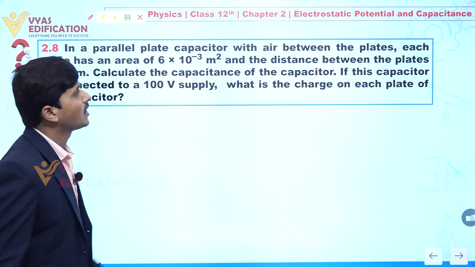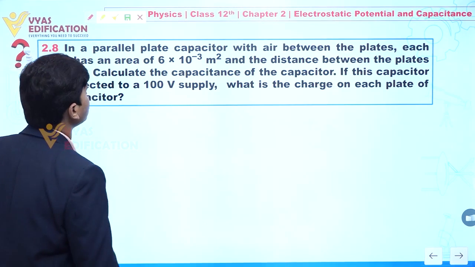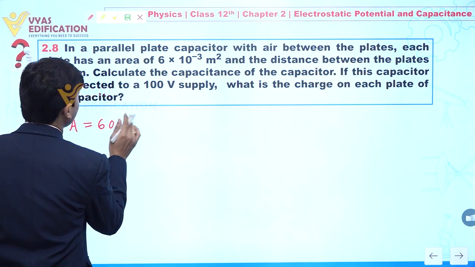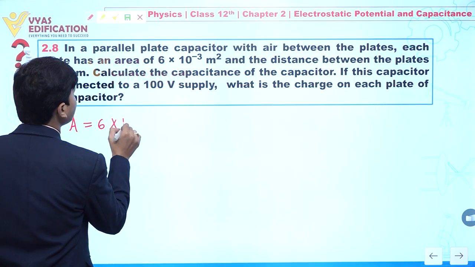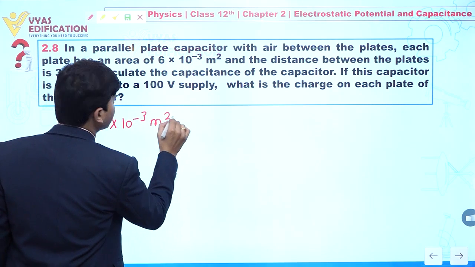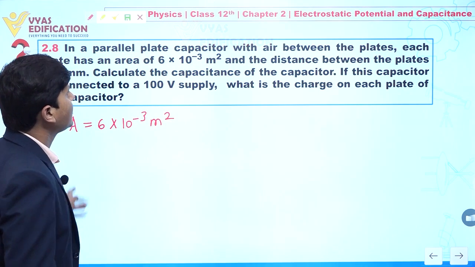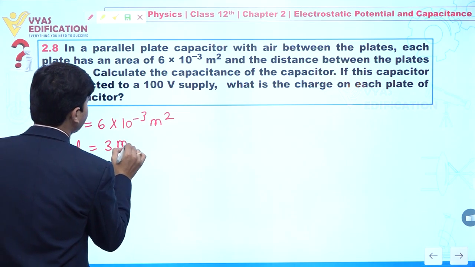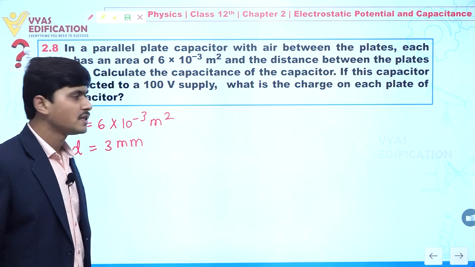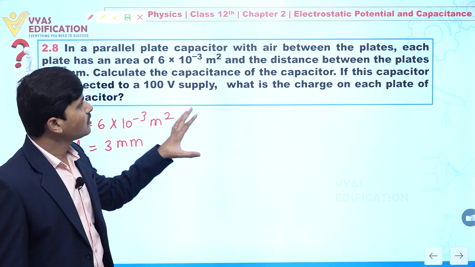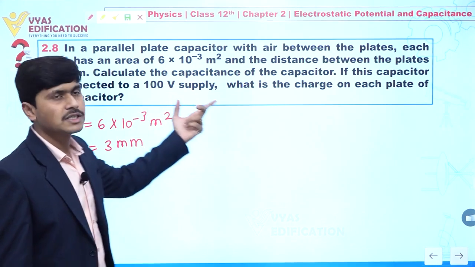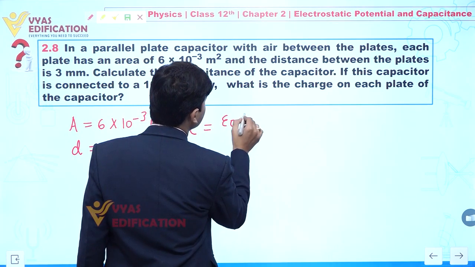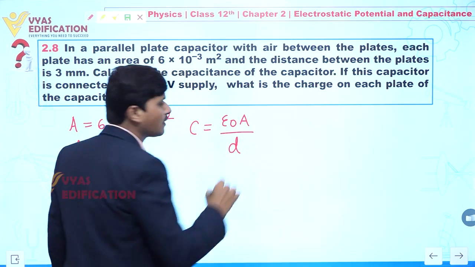Now listen carefully. A parallel plate capacitor is given to you, and the area of the parallel plate capacitor is 6 into 10 to the power minus 3 meter square. This is given to you. And the distance between the plates, the value of D, is given as 3 mm. So now our objective here is to calculate the capacitance of the capacitor. When we fill air between the parallel plate capacitor, we can write it like this: epsilon naught A by D.